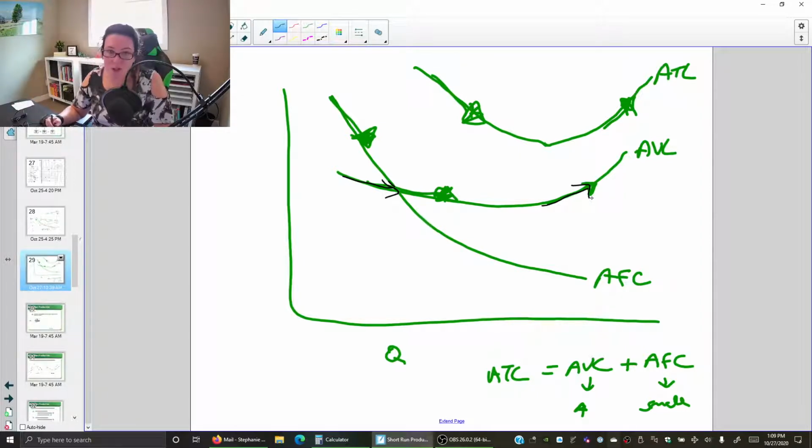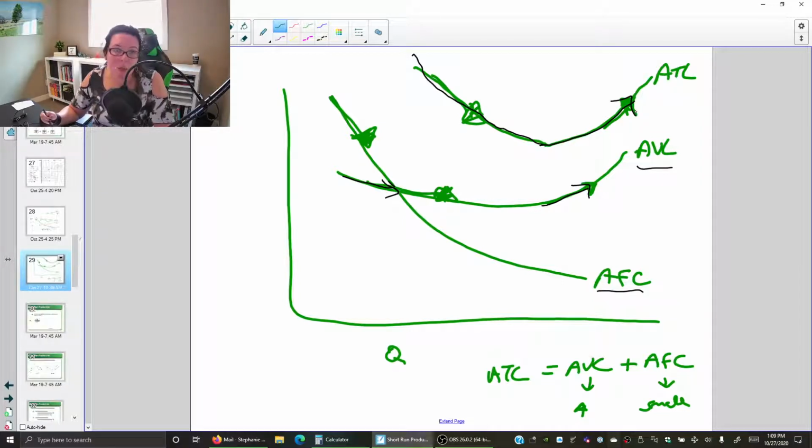And we know that average total cost takes the variable and the fixed, so it adds average fixed cost and average variable cost together. So it's getting pulled down by the fixed cost, by that great decrease in average fixed cost, and then gets pulled up by the average variable cost. So it also has a U shape.